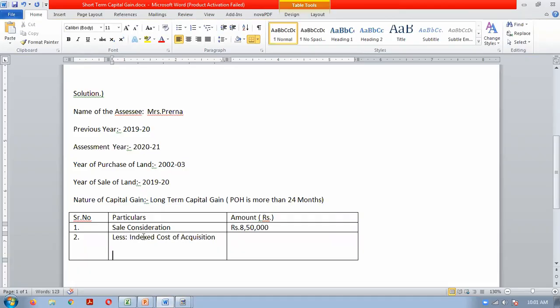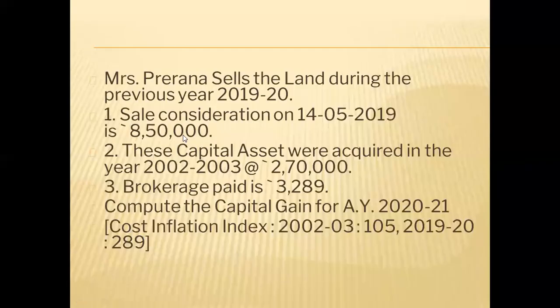We will calculate indexed cost. Let us understand. See here, two numbers are given. In 2002-3, the cost inflation index was 105, and in 2019-20 it is 289. So this will always be given in the question. No need of by-hearting these amounts. In the question, these figures will always be given.